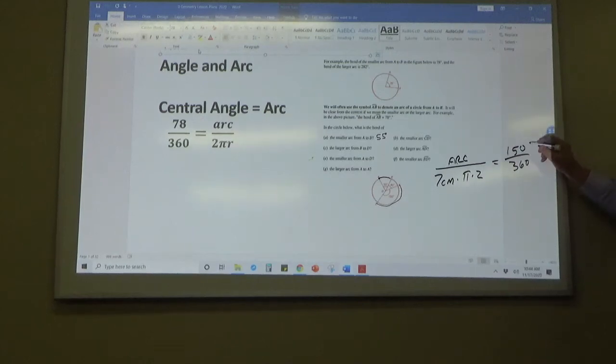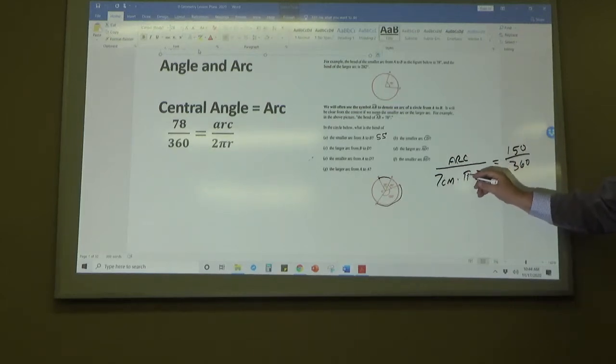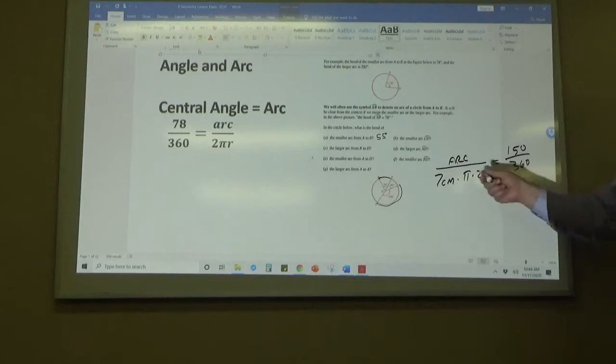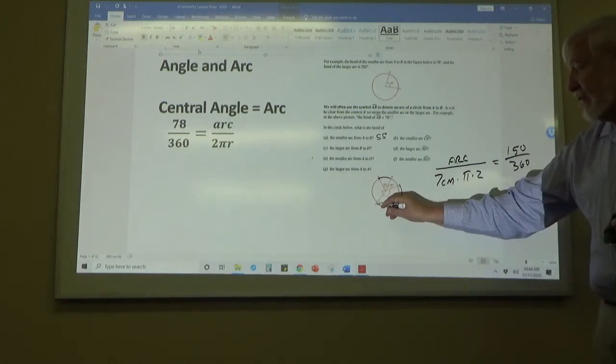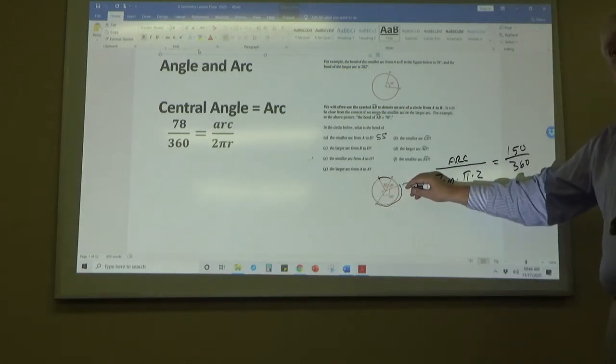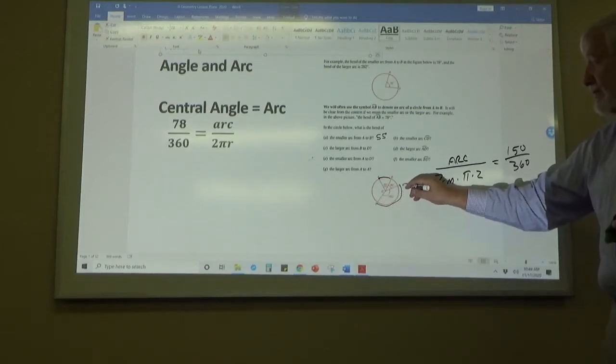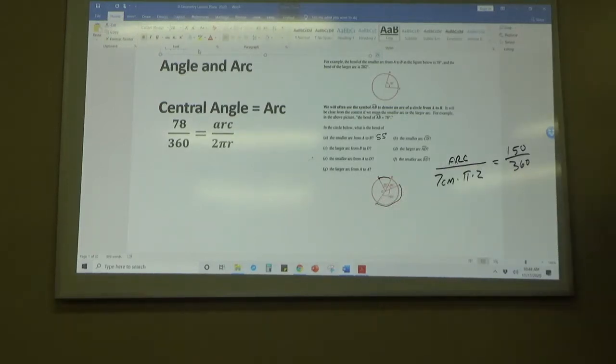So I have 150 times 7. Pi is a button on the calculator, right? So 150 times 7 times pi times 2 divided by 360 will give me the length of that arc on that circle with a radius of 7 centimeters. 18.32. All right, so that means that this distance, if we had a string of 18.32 centimeters, it would go in the arc from C all the way around to D.